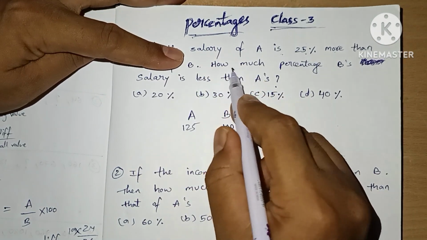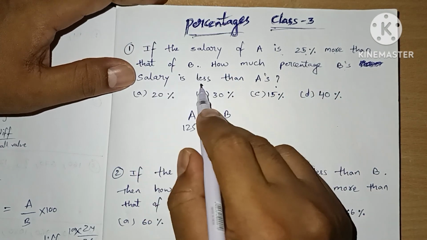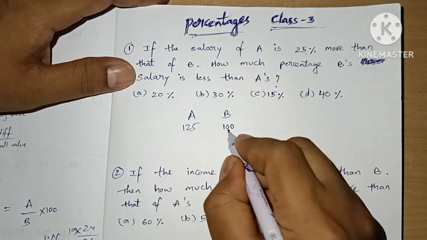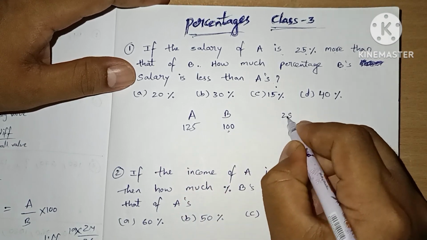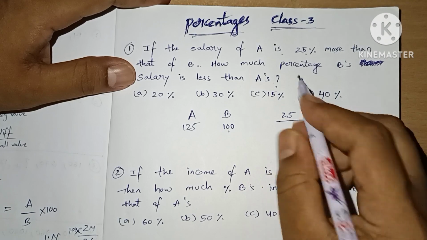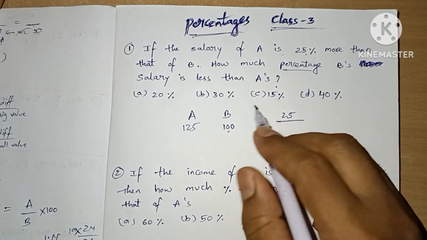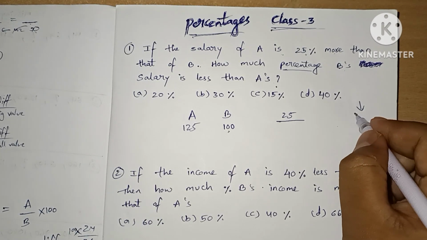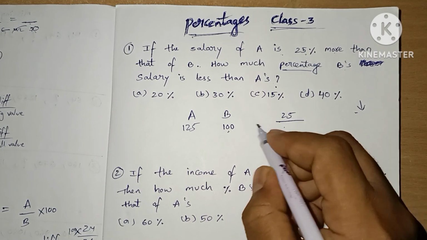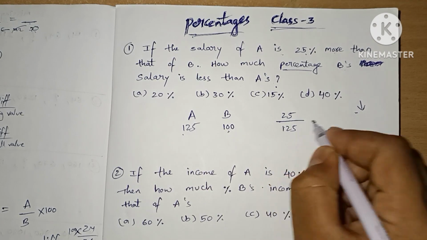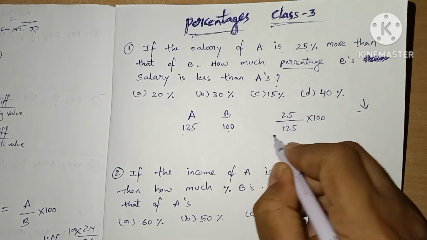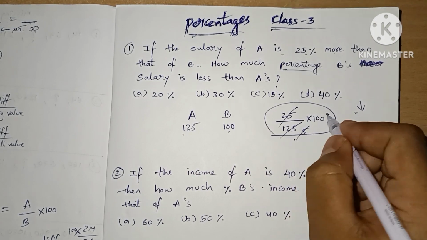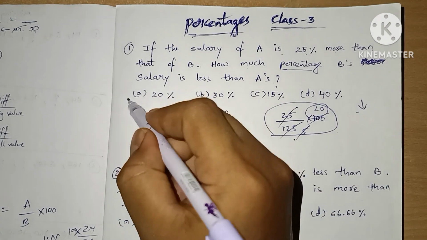Now it is asking how much percentage B's salary is less than A. B's salary is 100. How much less than A? It will be 25 less. And talking about percentage, how much less? Talking about less means in the denominator we take a bigger value. So 25 by 125 into 100. This is the answer. 25 5 times 5, 20 times. So our answer will be option A, 20.